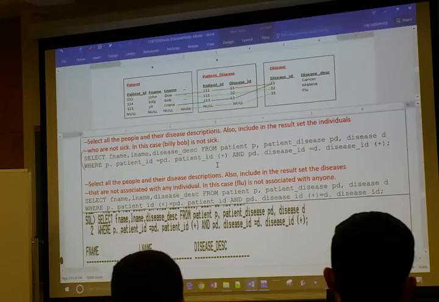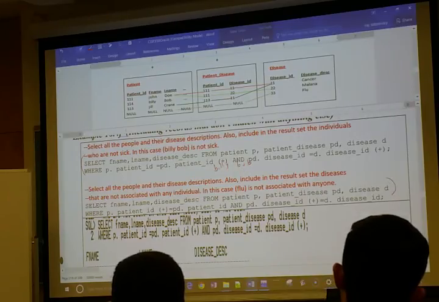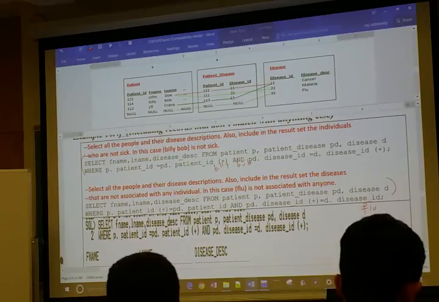So in this case, we get to see Billy Bob. In this other one, we get to go and see the flu, along with all the inner join stuff. And that's because of these pluses. So the pluses are saying that we don't need to care. That's what it's saying. Are you with me on this?